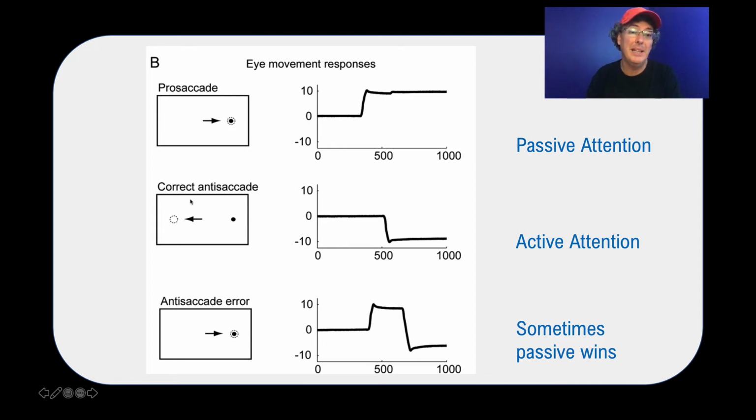Sometimes it loses the battle. Sometimes, despite the instructions, the person still shifts. And that's what we're seeing here. They shift to the target first, where they're not supposed to look. And then they realize they're not supposed to be looking over there. And after a period of time, they're able to shift back to where they're supposed to be looking. But here's a real battle going on over here. So what data like this shows is just these two different modes of allocating attention, kind of battling it out.